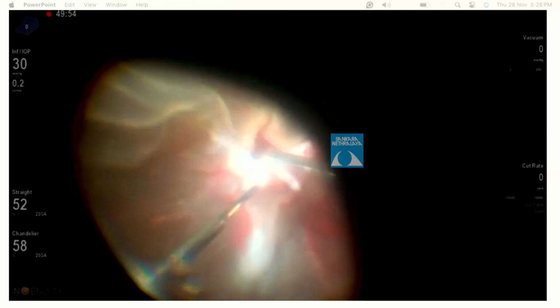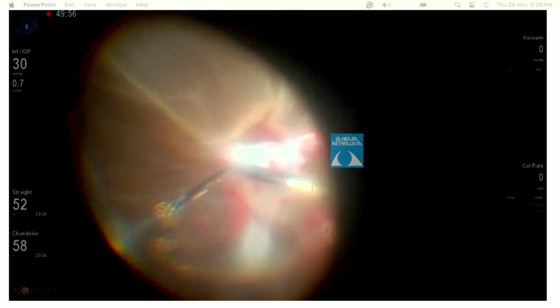So the location of the chandelier can be decided based on the configuration of the RD and where we want to dissect. Like if we want to dissect superiorly, we'll prefer to place the chandelier superiorly, because if we place it inferiorly, the membrane can cast a shadow and the dissection can be difficult. However, it varies from surgeon to surgeon.